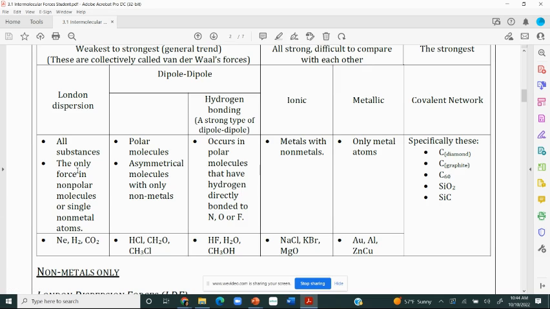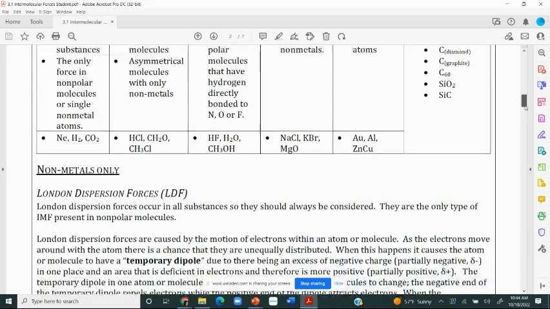So we're going to talk about why that is. I'm just giving you kind of a rundown of what these look like. So the first one is London dispersion forces. Then we have dipole-dipole. Then we have a special form of dipole-dipole called hydrogen bonding. We have ionic, we have metallic, and then we have covalent network. And if everything's equal, these are going to be the strongest. That's why diamond, you can't cut it. It's really hard to try to change it.